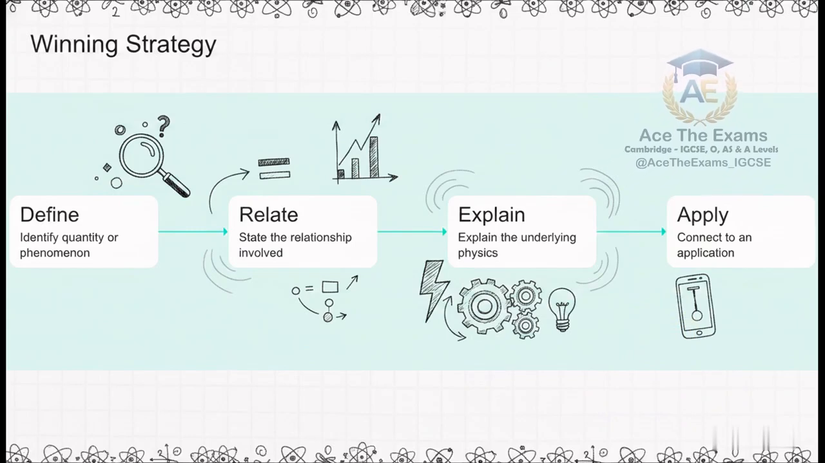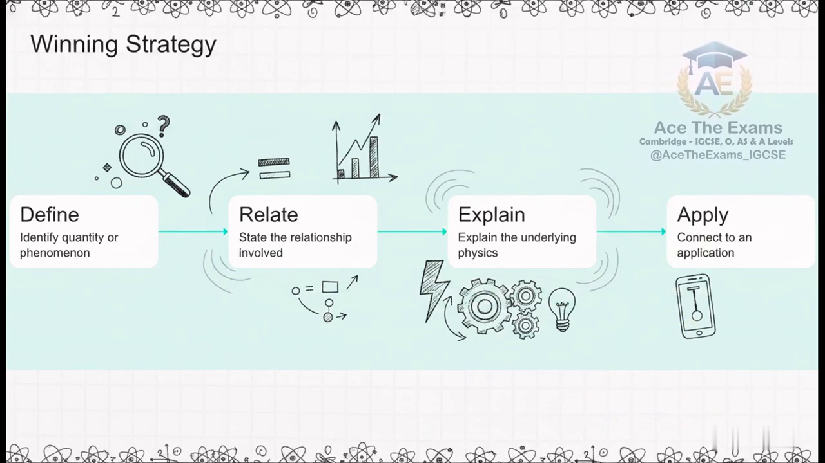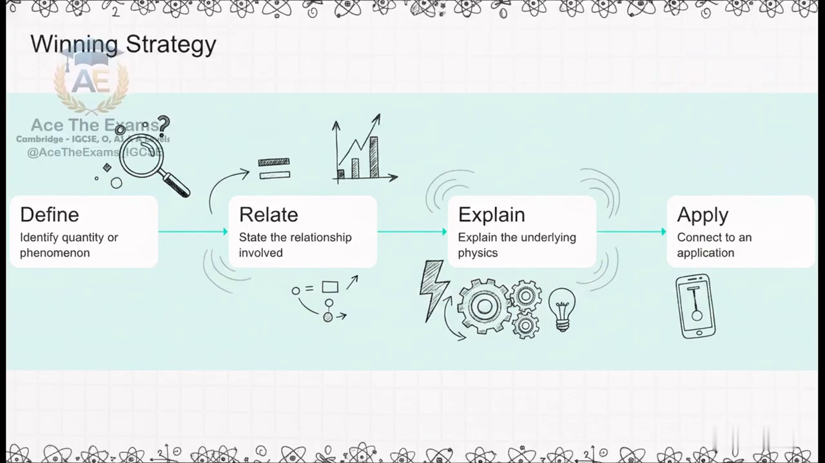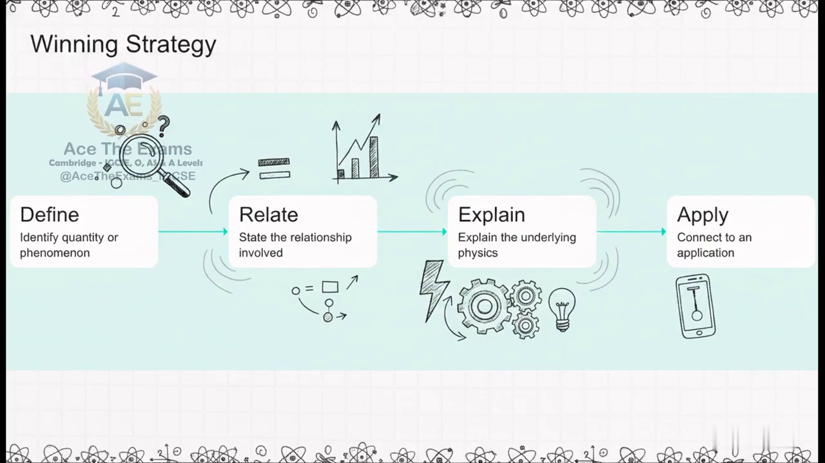Don't leave them guessing. Step 2, state the relationship. This is where you bring in your equations and clearly state how the variables interact with each other. Step 3, explain the underlying physics. Please, whatever you do, don't just dump the formula and run. Explain the physical cause and effect happening behind the math.